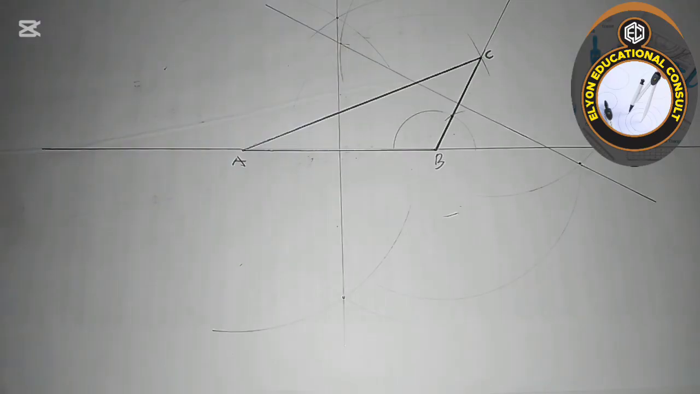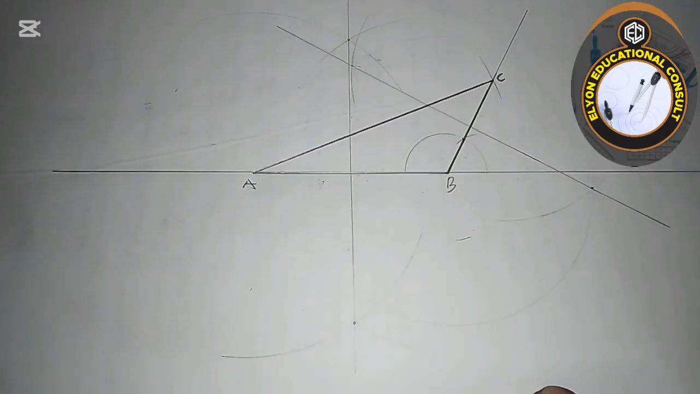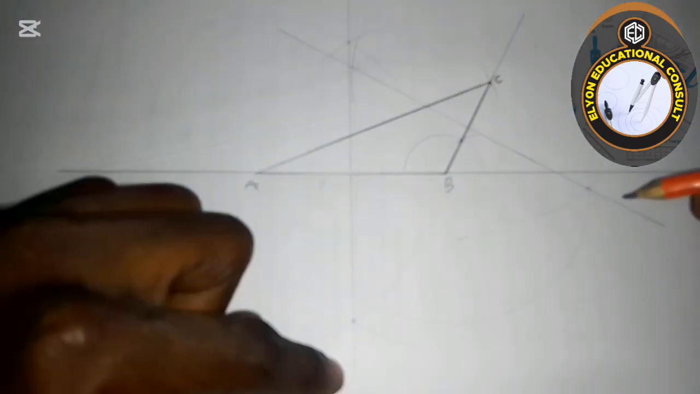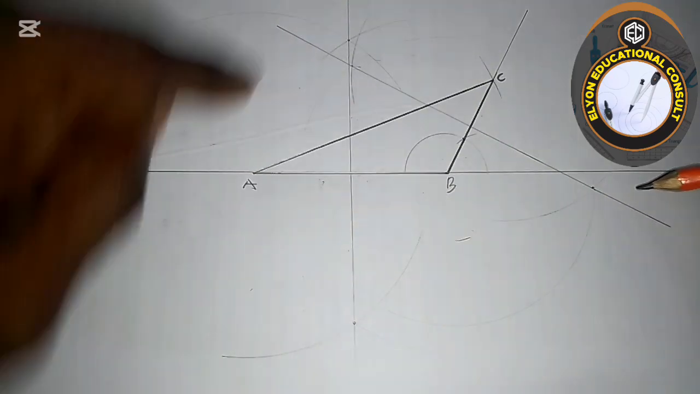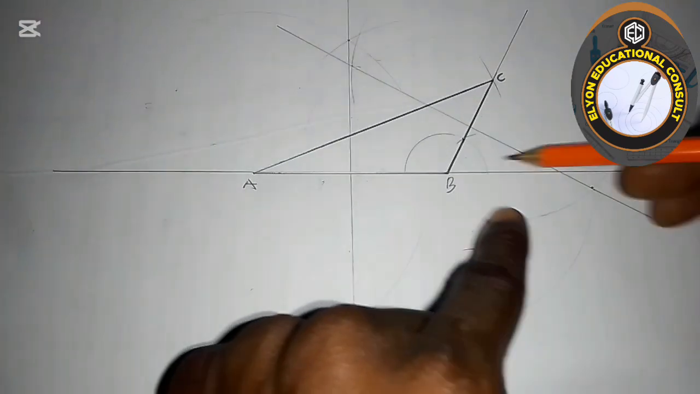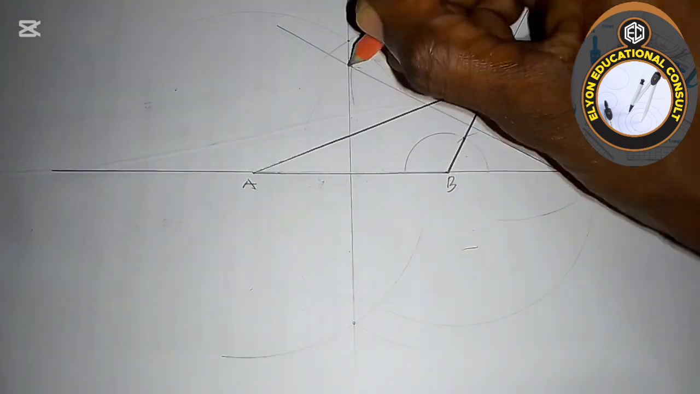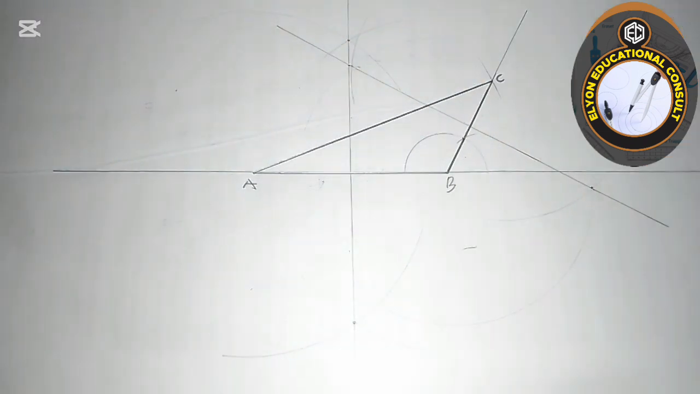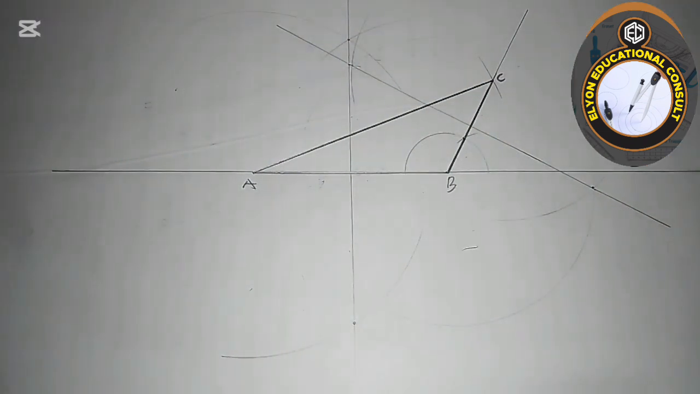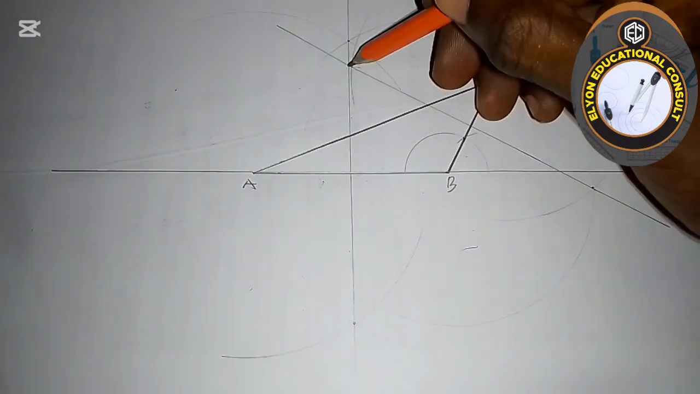Now do you see where these 2 bisectors intersect? That is this bisector, this first one for AB and the one for BC. Do you see where they intersect? They both intersect at this point. So we call that point the circumcenter.